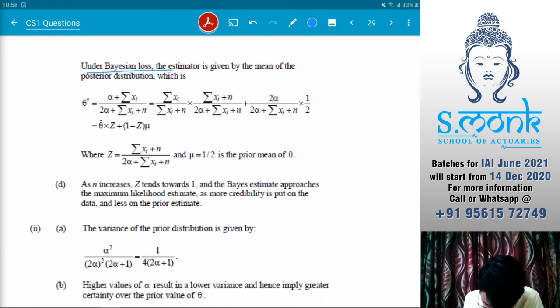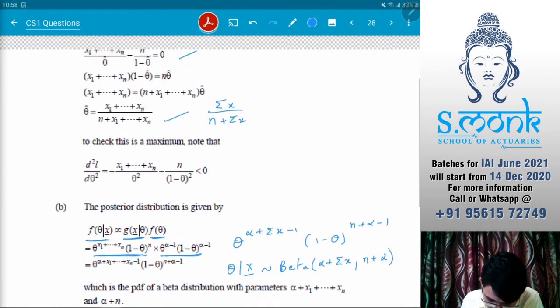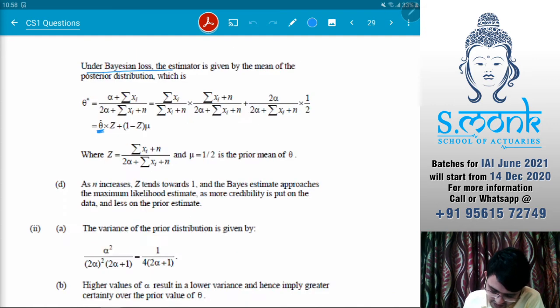And our sample is going to be nothing but summation x by n. In this case our theta hat was not x by n. Theta hat was summation x by n plus summation x. So we'll split it in such a way that first of all this summation x would go in our theta hat and the other value would go in our mu.